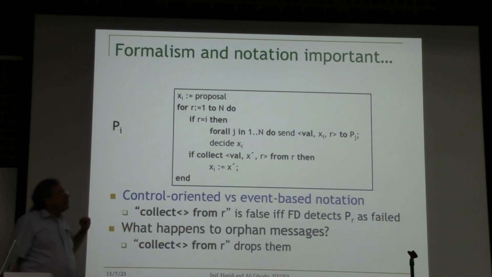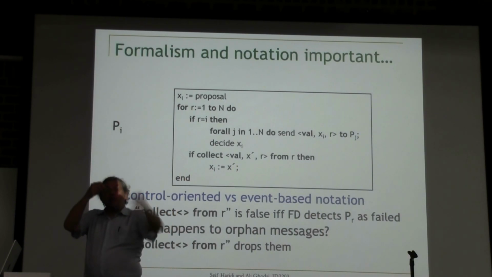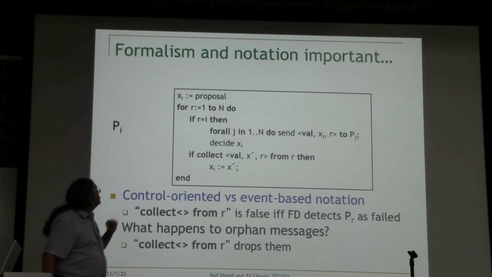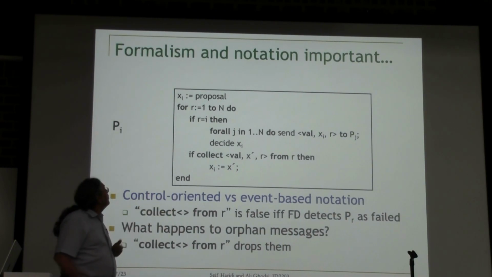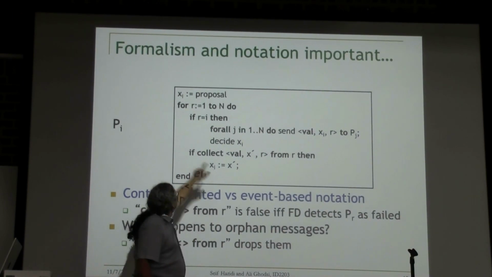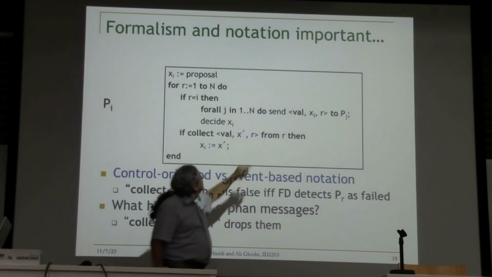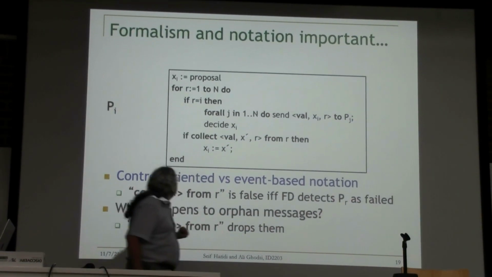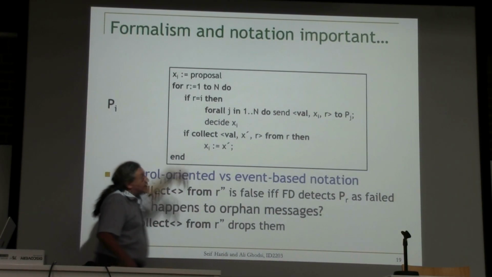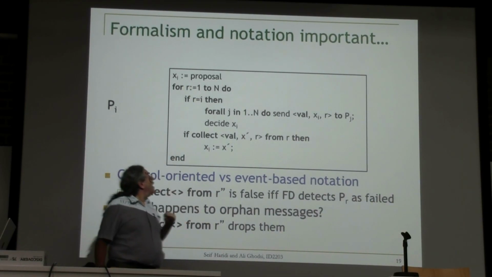The little I is a constant. So if R is equal to I, that will happen in the round when node I is the leader. The little I is a constant, whereas R is a variable, a loop variable. So when R is I, then I will do best effort. The best effort is written like this: for all j in 1 to n, I send a value to pj. So this for all line is actually the best effort broadcast. And then there's the decide xi.